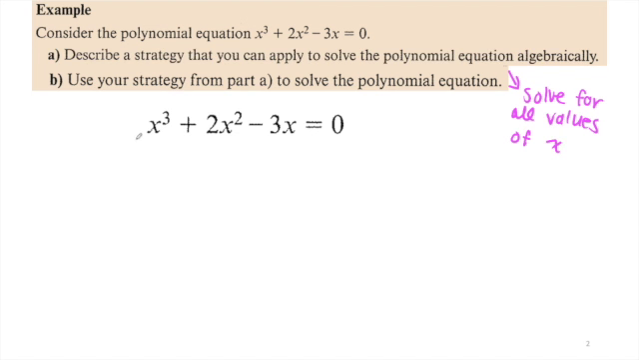Okay, so we have x cubed plus 2x squared minus 3x equals 0. I'm not sure how else you would do it other than factoring, okay? But you're going to have to apply two types of factoring here. Right now, you would not know how to factor an x cubed function, but because we have x cubed, 2x squared, and an x, we actually have a common factor.